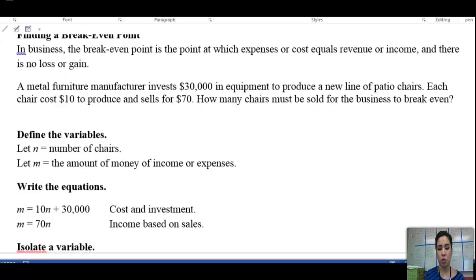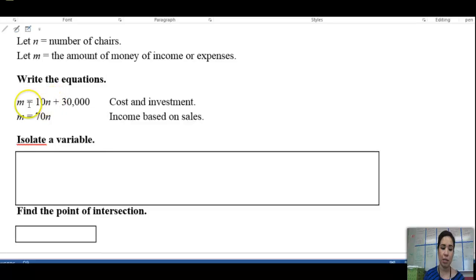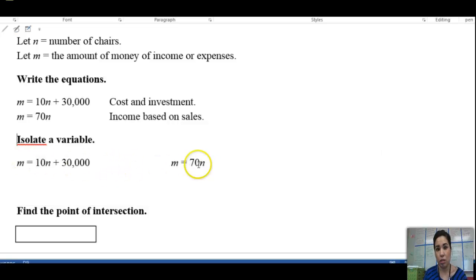So now I have my two equations. I want to know when they equal each other. They're going to isolate the variable. They are already isolated; we already have both for M. So technically that's done.